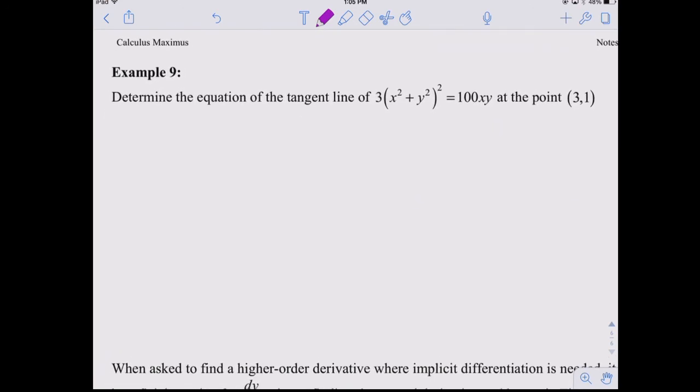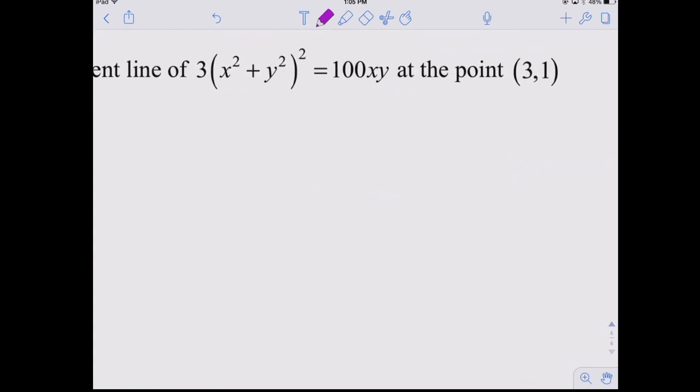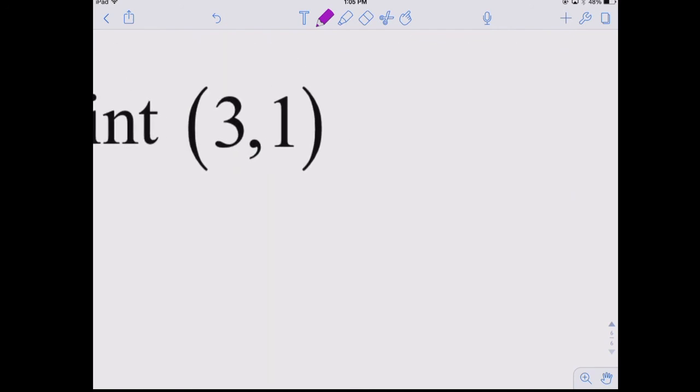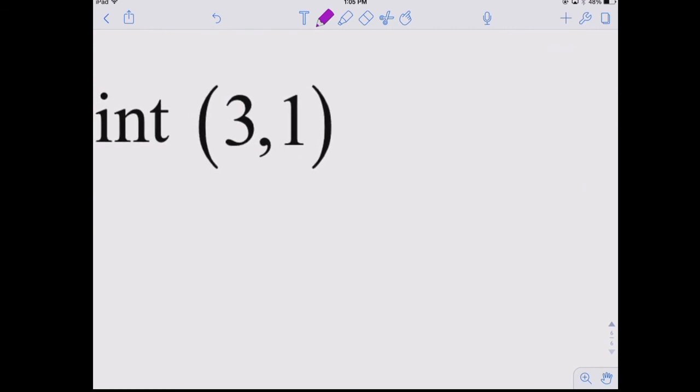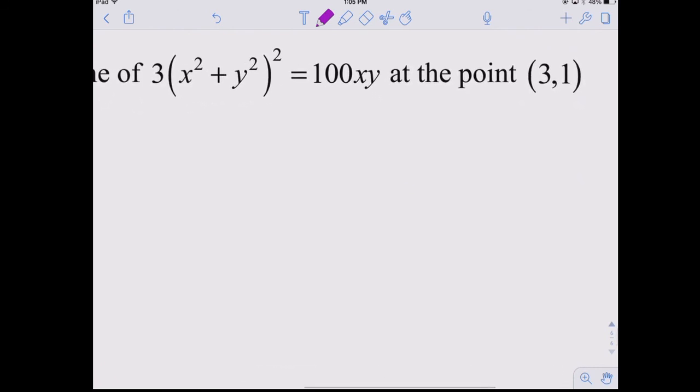All right, I'm just going to let you take the reins here on example 9, because y'all know what to do, right? Determine the equation of the tangent line to this equation at the point 3, 1. What do you need for the equation of a line? Slope and a point. Well, guess what you were given already? The point. All you need is the slope. You're halfway there. Go. Start. You're halfway there, but you're not at the halfway point.